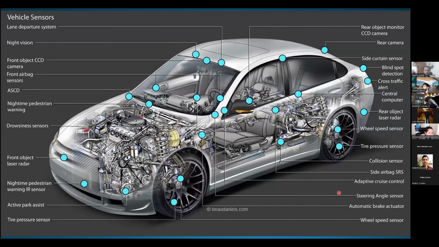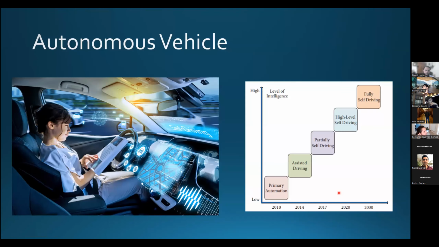And the vehicle sensors. Right now, there is a huge amount of sensors in a car: tire pressure, cameras, rear camera, collision sensors, wheel speed sensors, night vision, a lot of sensors that produce a huge amount of data, and that data needs to be transmitted to the OEM, to the brand of the car, to be processed and make the autonomous vehicle possible.